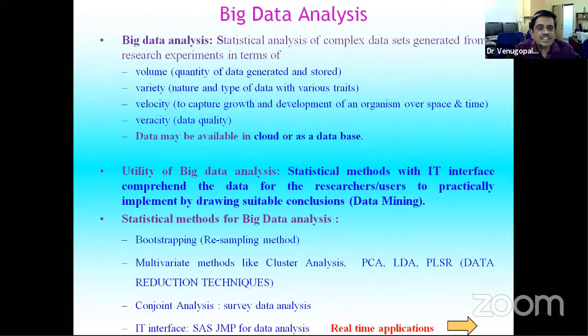So before getting into the details, what is big data? It may be big data in terms of volume or variety or velocity or veracity. The data may be available in a cloud or as a database. So the utility of big data analysis is statistical method coupled with the IT interface. It needs to comprehend the data for researchers and users to take a practical decision.